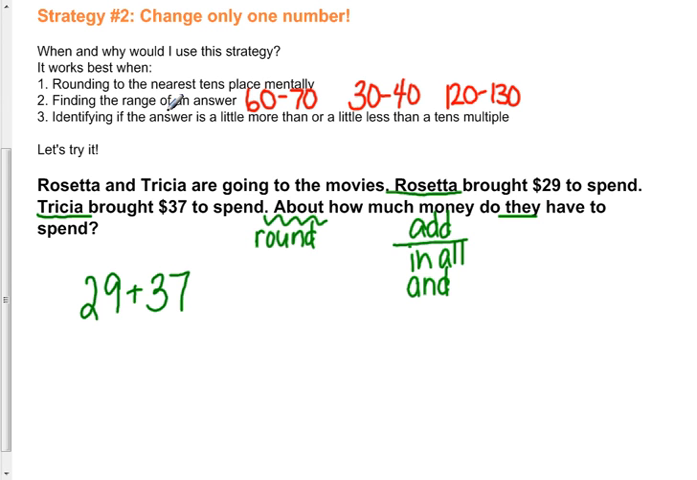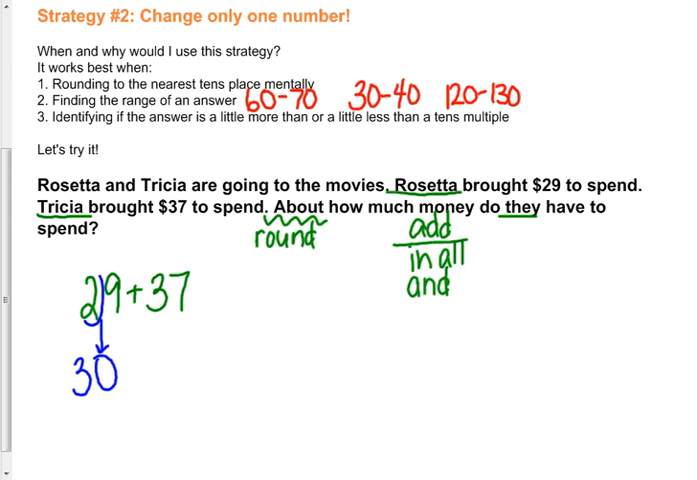Now we're going to go back up to our three ways and look at, again, what we're going to be doing. So rounding to the nearest tens place mentally. So we're changing only one number. That's our strategy. I see that one of these numbers is really close to the next tens multiple. So I'm hoping that you made the same guess that I did. I see that the number 29 is really close to the next tens multiple, which is 30.